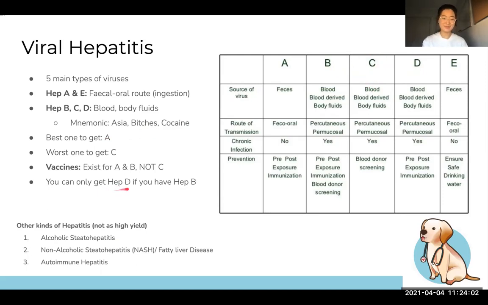Another additional note is you can only get Hep D if you get Hep B. So don't be stupid and suggest Hep D if you don't actually have Hep B. Some other types of hepatitis, not as high yield, but you've got alcoholic steatohepatitis, non-alcoholic steatohepatitis, or your fatty liver, and autoimmune hepatitis as well. Not that high yield, at least not for second year. You guys can have a look at it in your own time, but mainly focus on viral hepatitis and make sure that you know this kind of stuff.